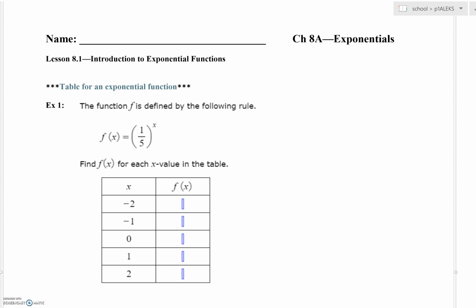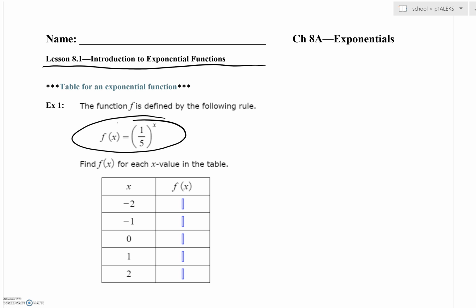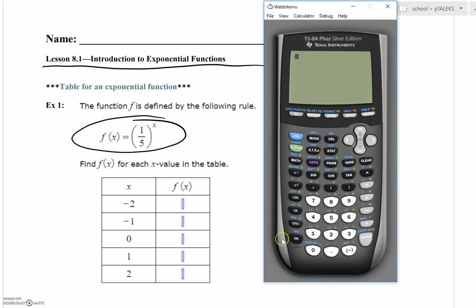Algebra 2, Chapter 8, we're getting into our last unit of the year, and we're going to deal with exponents and logarithms. But Lesson 8.1, we're going to have exponential functions, and you can see we're going to fill out a table. And my advice is to use your graphing calculator. We can go to y equals and just get this typed out exactly as you see it.